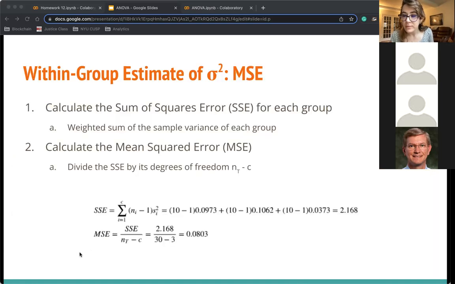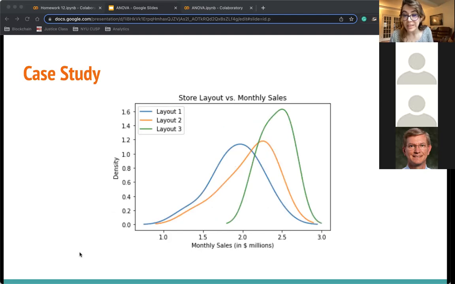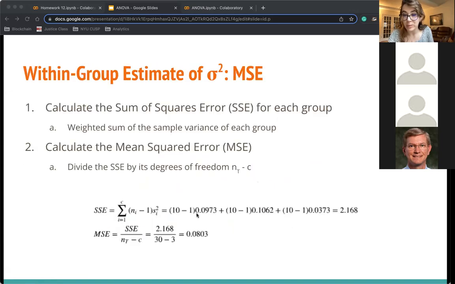So where does the sum of variance come from? Is that the sample mean minus the... where did that 0.0973 come from? Yes, so we would calculate the variance of the sample. From those 10 samples of the store layout, for each of these distributions, we would take the sample variance of monthly sales, and that's what we would use. And that would be where that value of 0.0973 comes from.